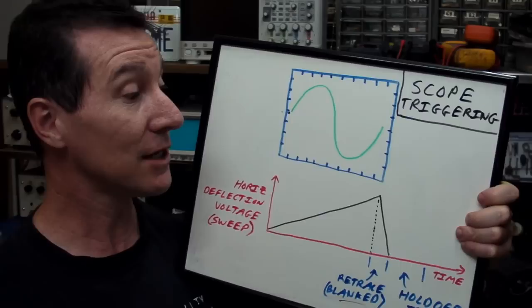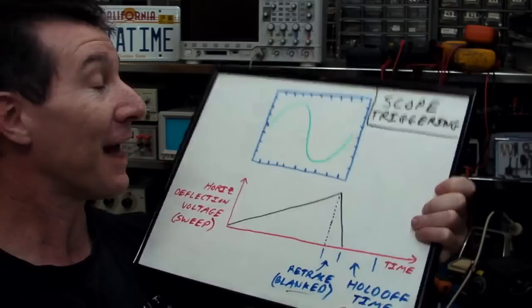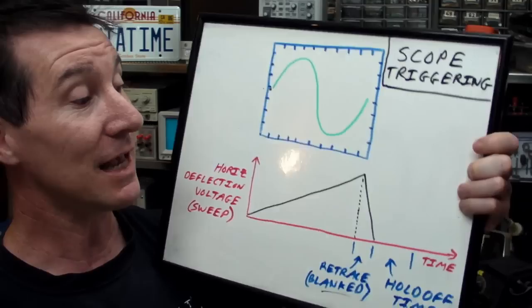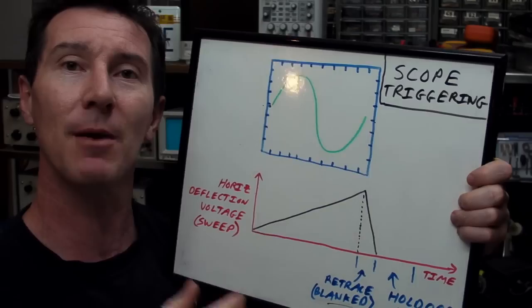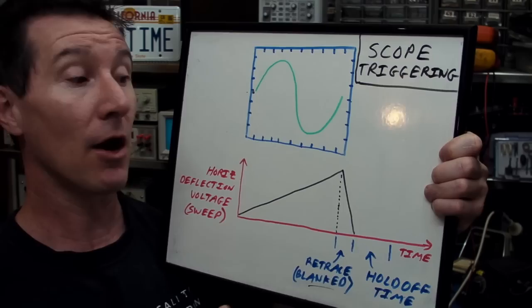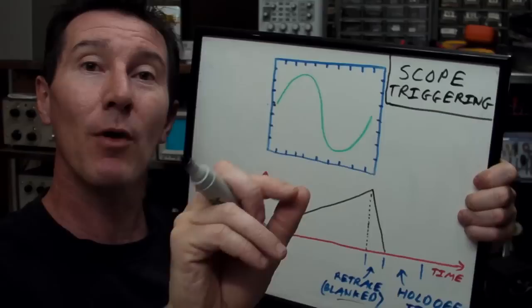But what happens is there is actually an extra hold-off time here, and that's what the analog hold-off control on your analog oscilloscope does. It actually increases this time period up to a certain point. Each oscilloscope's different. Some will be calibrated in actual time units, so you'll be able to set an exact hold-off time. Others will just be a simple analog control which allows you to increase that time. Now, the hold-off time will be in addition to that retrace period.